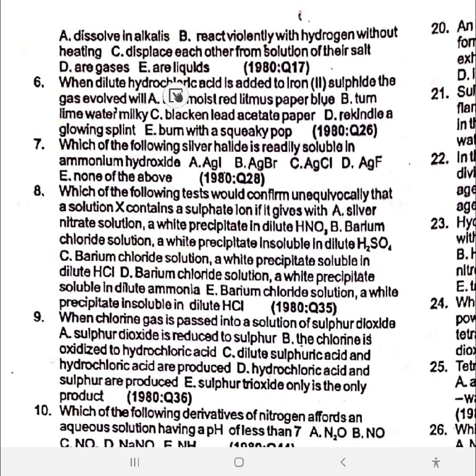Number 6, when dilute hydrochloric acid, HCl, is added to iron 2 sulfide, FeS, the gas evolved will be... Everybody write this equation down for me: 2HCl plus FeS equals FeCl2 plus H2S. So the gas that is evolved is hydrogen sulfide. The test for hydrogen sulfide: it would blacken lead acetate paper. So go to the next line and write: hydrogen sulfide, H2S, blackens lead acetate paper.